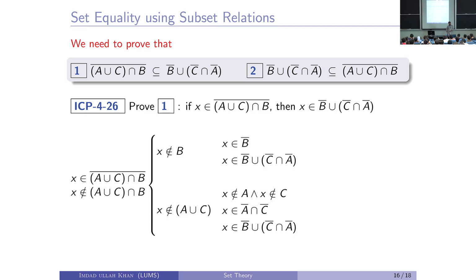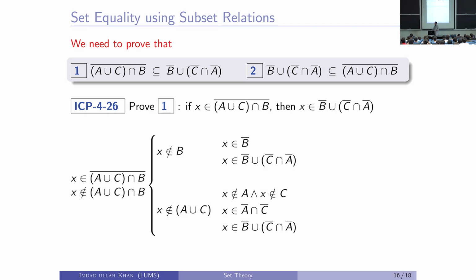Now, if X is not in B, what do we mean? What do we know? Apply the definition of complement. That means X is in B complement, right? X is not in B means X is in B complement. So what if X is not in A union C? Maybe both. This is the logical or, so both of them could be true, right? I'm going to prove in both cases X is in the right hand side set. So X is not in B means X is in B complement. Yes, that's again the definition of complement.